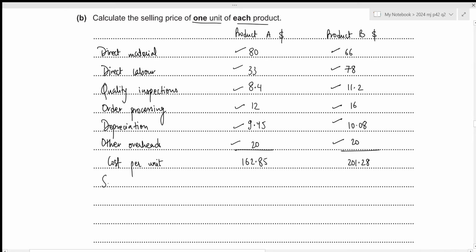Let's calculate the selling price now. That is just going to be cost times 2. So for product A, that will be 162.85 times 2, which results in 325.70. For product B, that will be 201.28 times 2, which results in 402.56. That is all for the second part. Let's move towards the next one.